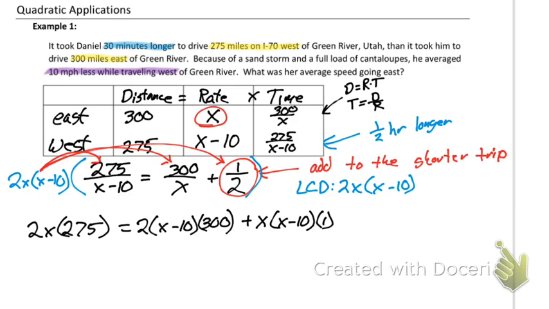All right, let's go ahead and start simplifying this. Well, 2x times 275 is going to be 550x. That's going to equal, I'm just going to do the 2 times the 300. If you want to go further, you can. I just don't want to make any mistakes. So I'll have 600 times x minus 10.